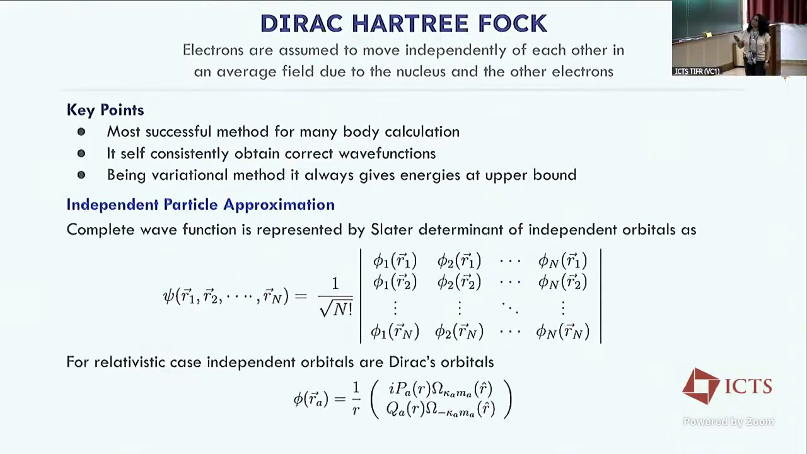So in the Dirac-Hartree-Fock method, the electrons are assumed to move independently. So it's an independent particle approximation. They are assumed to move independently of each other in an average potential due to the nucleus and other electrons. And it's one of the most successful methods when it comes to reducing the computational cost in producing atomic structure calculations. In the independent particle approximation, the complete wave function is represented by a Slater determinant of independent orbitals. And for the relativistic case, these independent orbitals are Dirac orbitals.